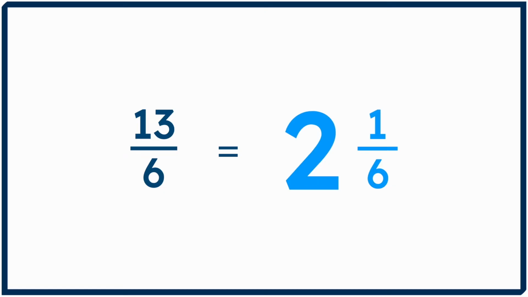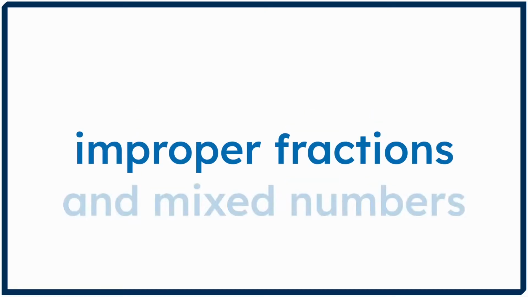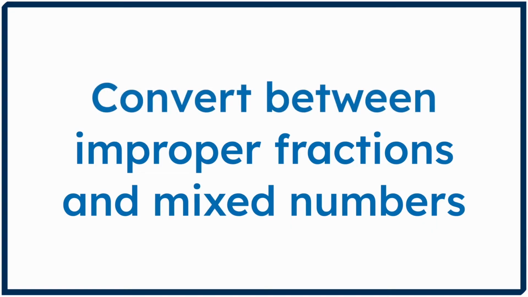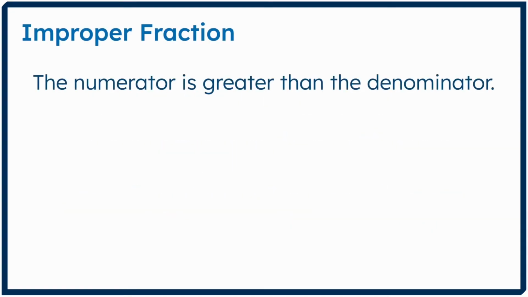Did you know that you could write the same fraction in multiple ways? Let's talk about improper fractions, mixed numbers, and how to convert between them. An improper fraction is a fraction whose numerator is greater than its denominator, such as 7/2. Here, our numerator is 7 and our denominator is 2.